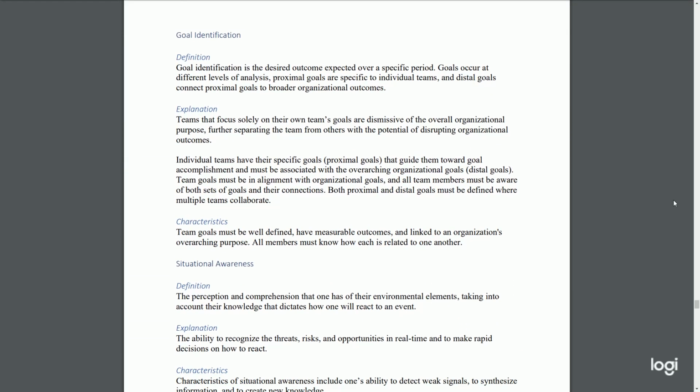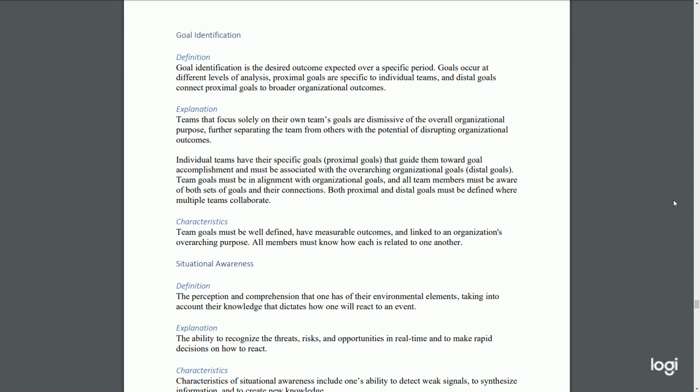Goal identification. Definition. Goal identification is the desired outcome expected over a specific period. Goals occur at different levels of analysis. Proximal goals are specific to individual teams, and distal goals connect proximal goals to broader organizational outcomes.